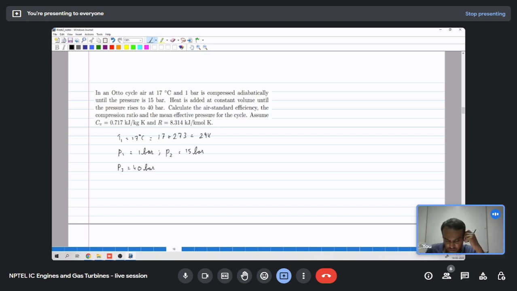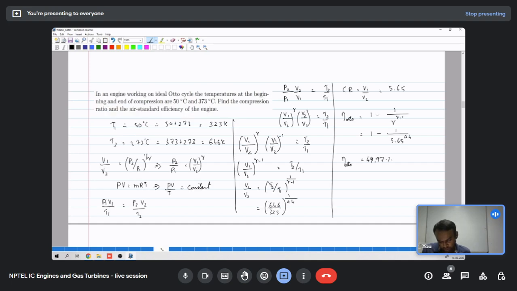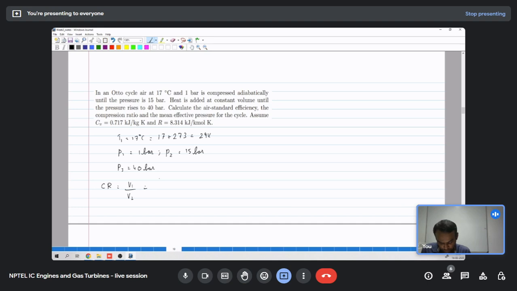Calculate the air standard efficiency, the compression ratio, and the mean effective pressure for the cycle. Assume Cv is 0.717 kJ per kg Kelvin and R is 8.314 kJ per kilomole Kelvin. Now first we can start with calculating the compression ratio. So compression ratio is V1 by V2. We have already found the relation V1 by V2 is P2 by P1 power 1 by gamma.